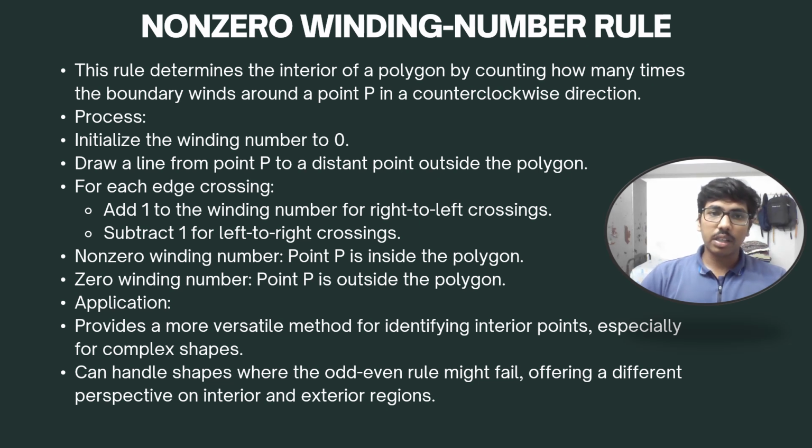Applications of the non-zero winding number rule: it provides a more versatile method for identifying interior points, especially in complex shapes. It can handle shapes where the odd-even rule might fail, offering a different perspective on interior and exterior regions.